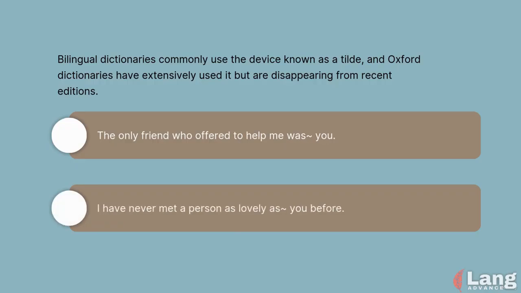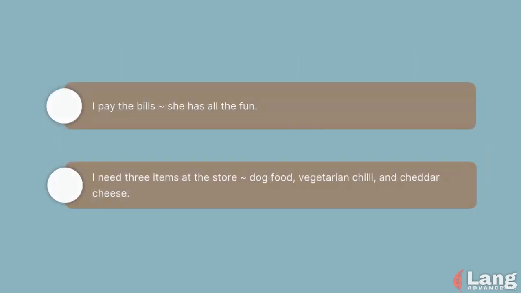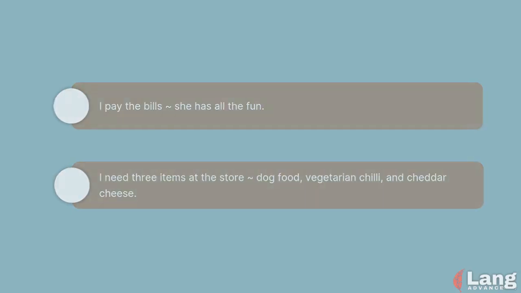Bilingual dictionaries commonly use the device known as a tilde, and Oxford dictionaries have extensively used it but it is disappearing from recent editions. The only friend who offered to help me was ~you. I have never met a person as lovely as ~you before. I pay the bills. ~She has all the fun. I need ~3 items at the store: dog food, vegetarian chili, and cheddar cheese.